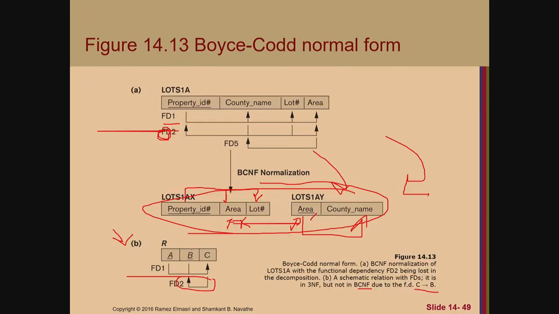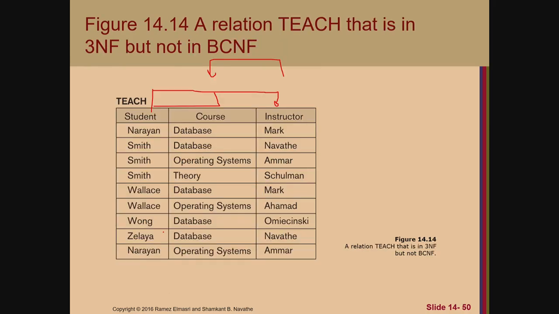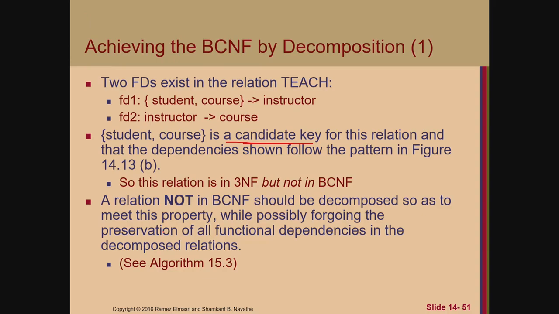Here, it is similar to this schema. And so the relation is in third normal form but not Boyce-Codd normal form. A relation not in Boyce-Codd normal form should be decomposed so as to meet this property, while possibly forgetting the preservation of all functional dependencies, because some functional dependencies will be lost after you decompose, but this problem can be relaxed in the Boyce-Codd normal form.